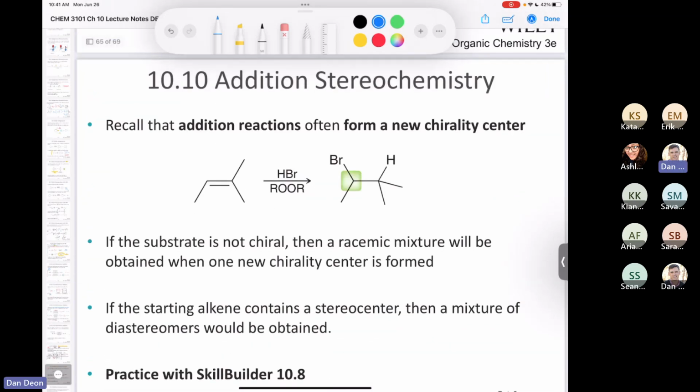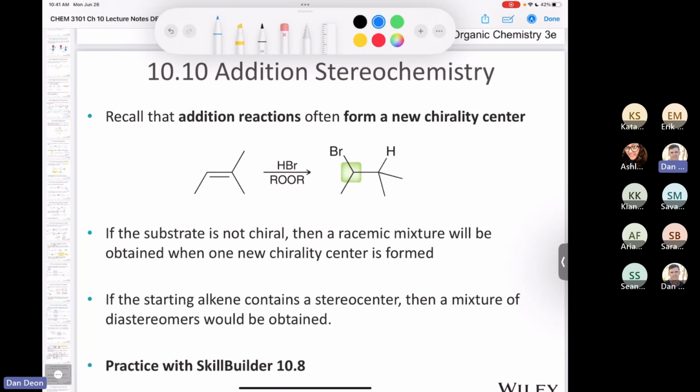Now, sometimes we can form a new chiral center, right? Like if you look at the anti-Markovnikov addition of HBr across this 2-methyl-2-butene molecule, you end up with a chiral center. Well, remember that the intermediate that you pass through is going to look like this, because the first step is bromine addition, right? The bromine is going to add to an sp2 hybridized carbon. So is there going to be any differentiation as to which side it adds to? The answer is not at all.